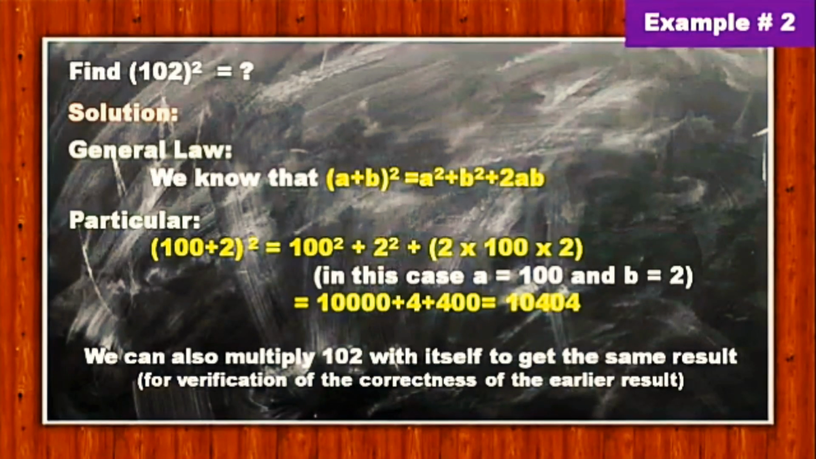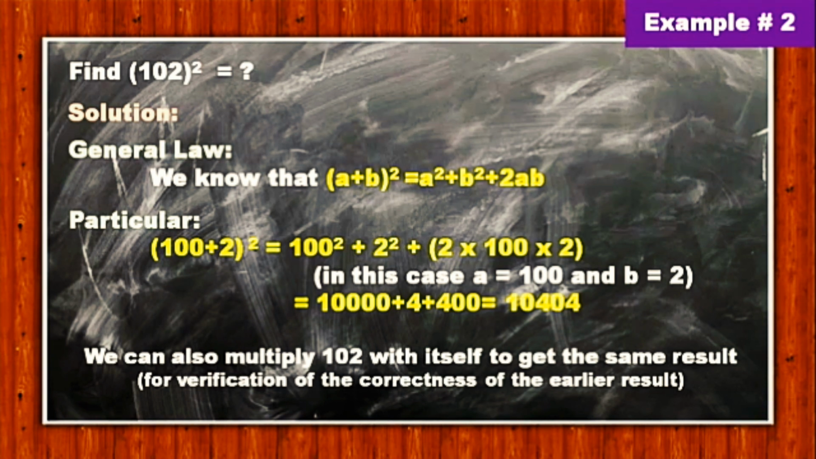Come to the case of the second example. Here I want to find the value of 102 the whole square. Here we already know the formula: a plus b the whole square equal to a square plus b square plus 2ab. Therefore, I can split 102 in such a way: 100 plus 2 the whole square is equal to 100 square plus 2 square plus 2 into 100 into 2. In this case a equal to 100, b equal to 2. Then finally, we get the answer 10,000 plus 4 plus 400 equal to 10,404.